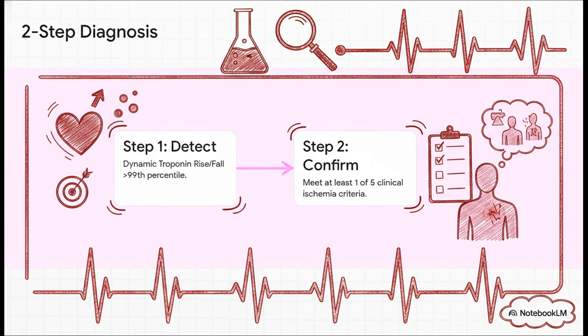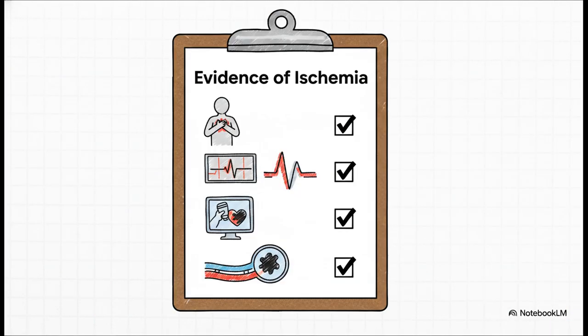So you can think of the diagnostic process like a simple 2-step formula. Step 1 is non-negotiable. You have to detect that acute myocardial injury using the troponin criteria we just discussed. But that's only half the story. Step 2 is you have to then connect that biochemical evidence to the clinical picture. You need to confirm that this injury is actually being caused by myocardial ischemia. So, what counts as clinical evidence of ischemia? Well, you only need to meet one of these 5 criteria.